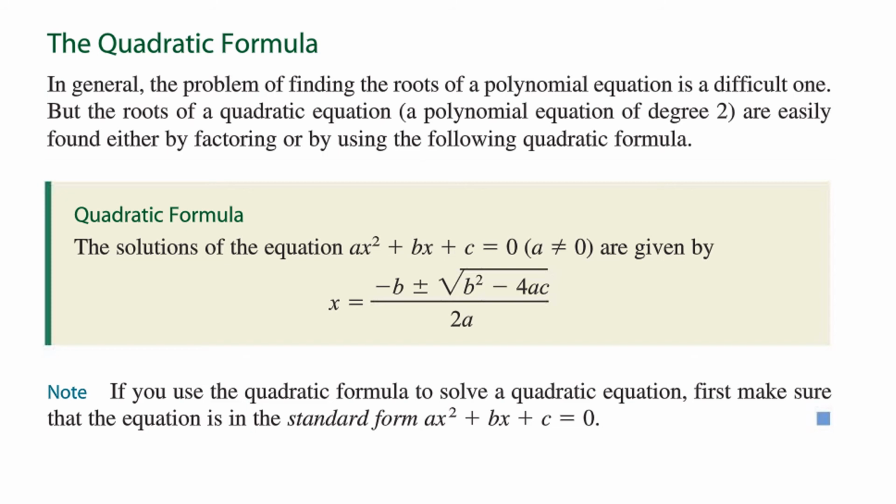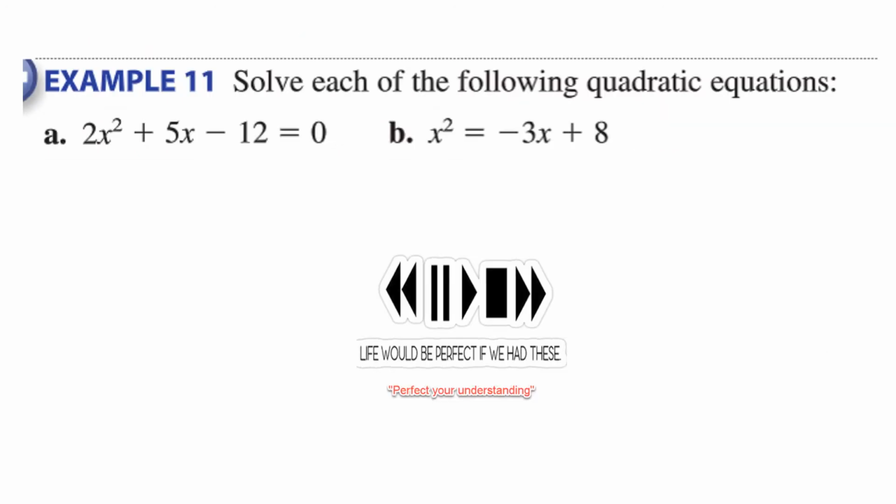Now, in general, the problem of finding the roots of a polynomial equation is a difficult one, but the roots of a quadratic equation, a polynomial equation of degree 2, are easily found either by factoring, or if you cannot factor it easily, you can always use the quadratic formula, which says the solutions of the equation ax squared plus bx plus c equal to 0, if a is not 0, and notice it is being solved so it is equal to 0, are given by x is equal to minus b plus or minus the square root of b squared minus 4ac, all divided by 2a. And again, you must make sure that you're in the standard form ax squared plus bx plus c equal to 0 before you begin solving it that way.